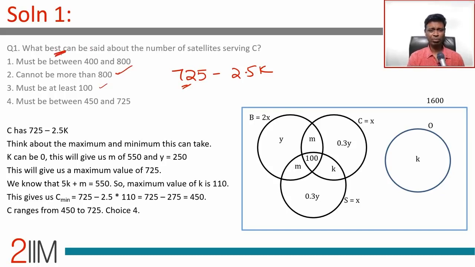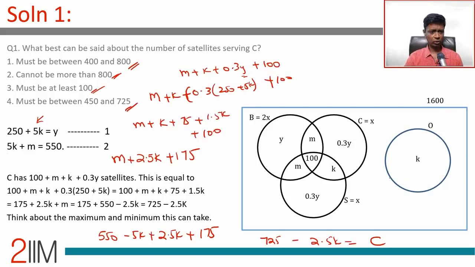So let's try to find the minimum and maximum. The maximum C can take is 725 when k is 0. Can we put k as 0? If you put k as 0, y is 250, m is 550. That is possible. Both are possible, nothing seems to be violated.